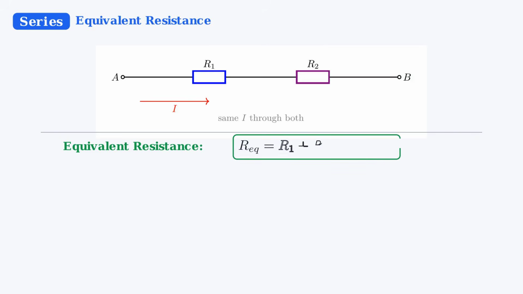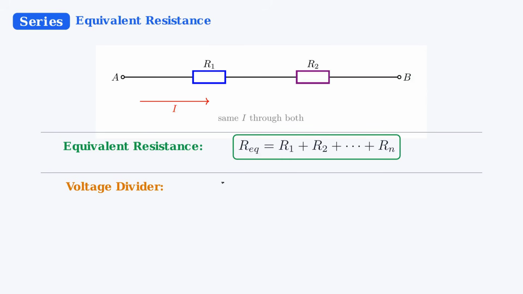Now, since the current is the same through every resistor, the voltage divides proportionally. The voltage across R1 is I times R1. The voltage across R2 is I times R2. And the total voltage equals V1 plus V2, which is I times the quantity R1 plus R2.